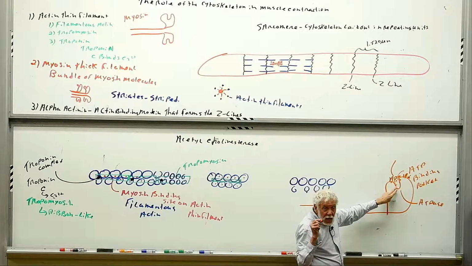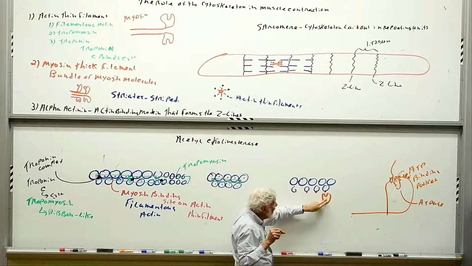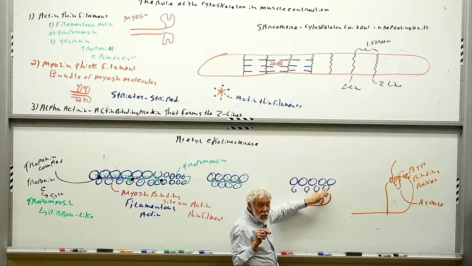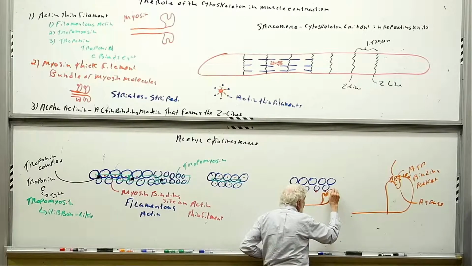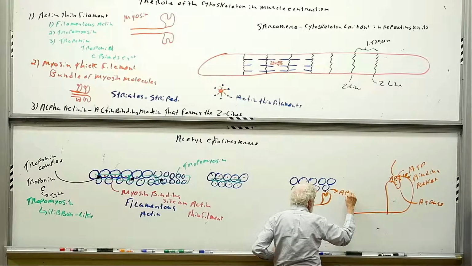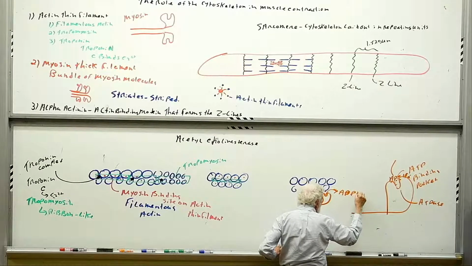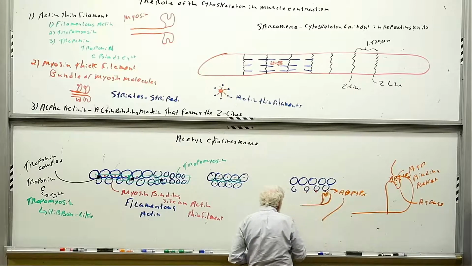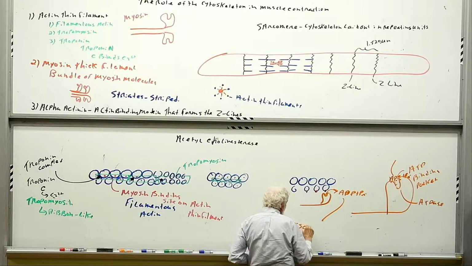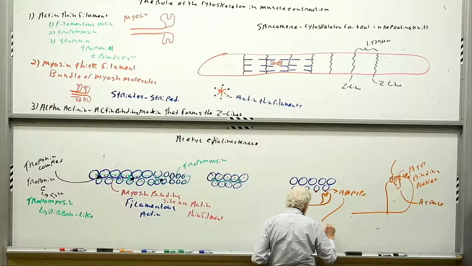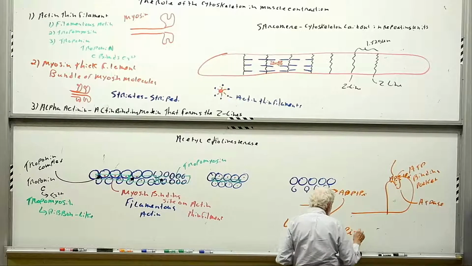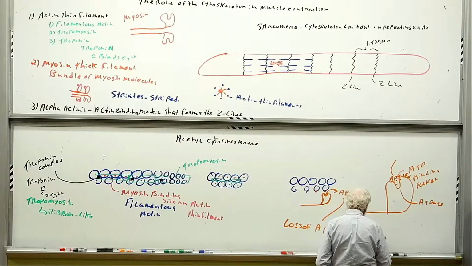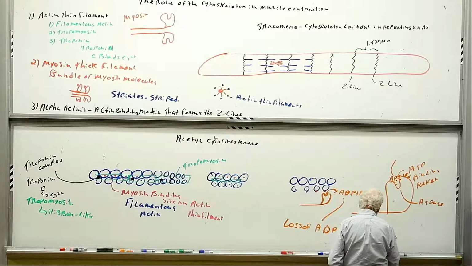That's stable inside this binding pocket. When it becomes unstable is when the myosin head reaches up and contacts the actin thin filament. The instability here is such that the ADP and Pi leave. The loss of ADP plus Pi initiates the power stroke.